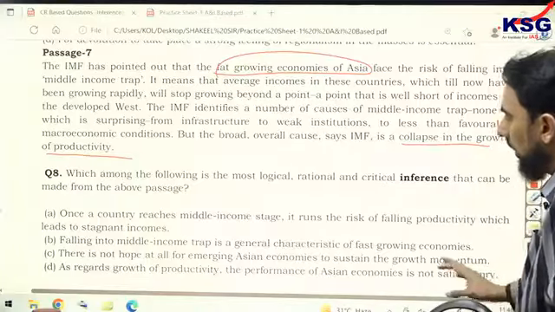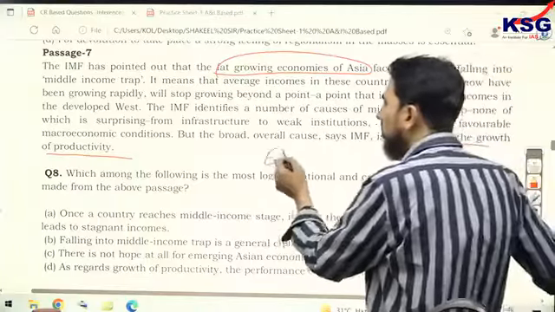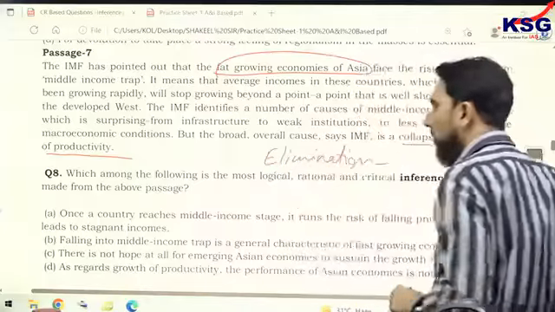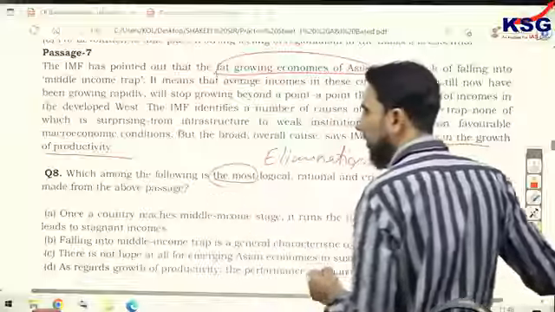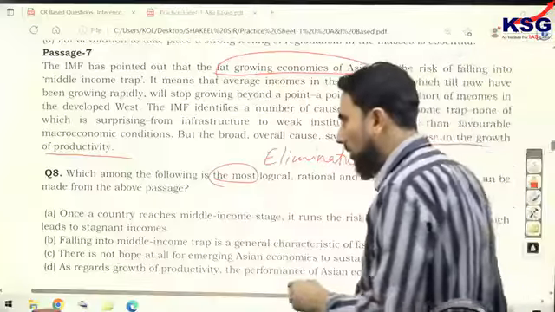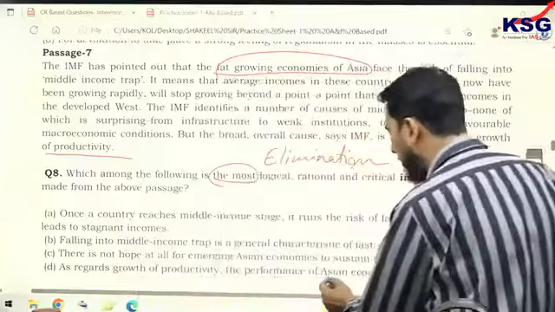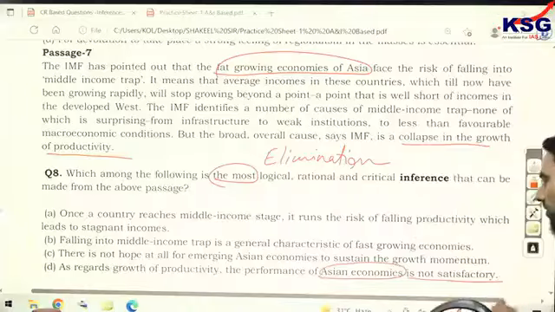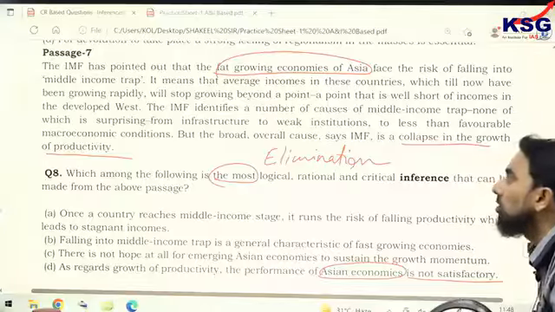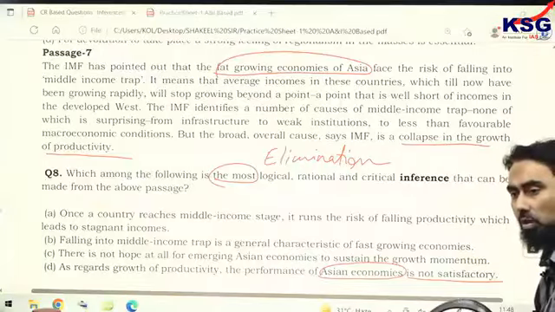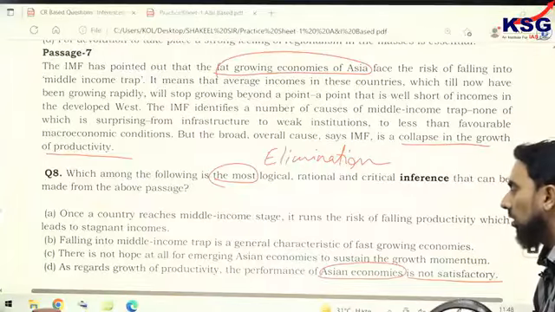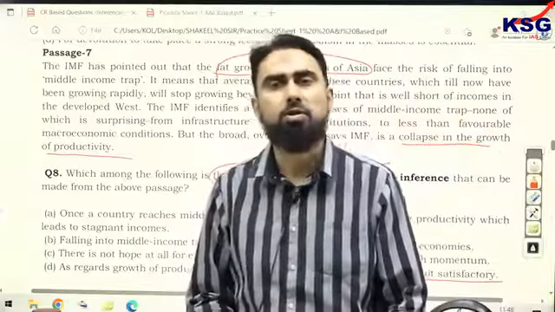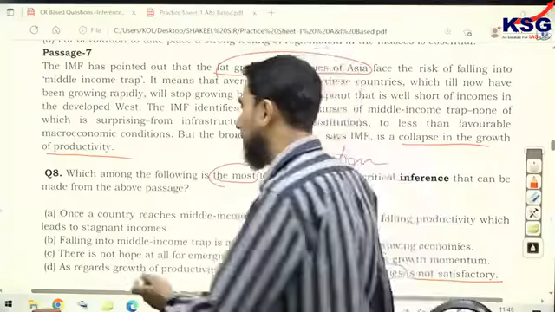The other options, again we will go by elimination. Mostly the elimination method you have to apply, and the most logical inference you have to find. So if you go to option D, it says as regards growth of productivity, the performance of Asian economies is not satisfactory. Do remember the passage is talking about those fast growing Asian economies. Asian economies means any country's economy that falls in Asia. So of course D is not correct.